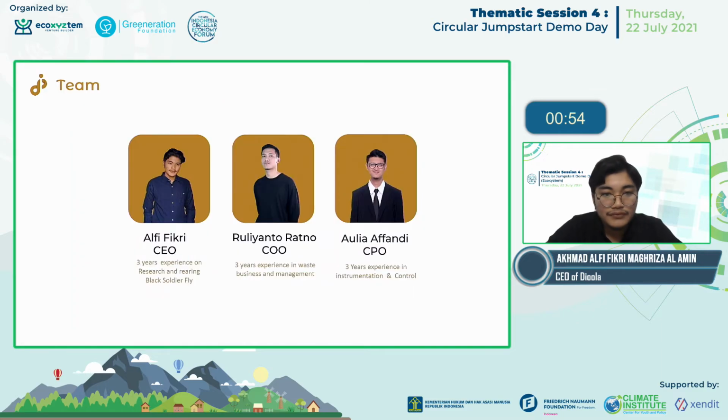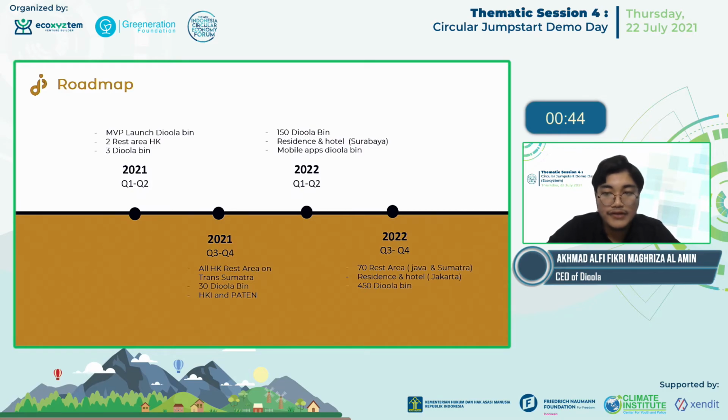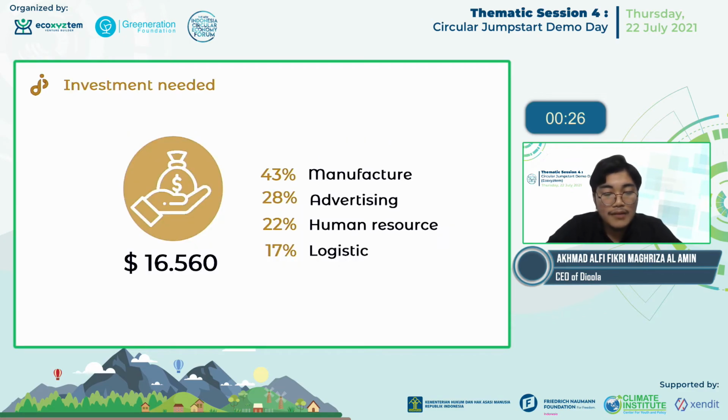Next. So here we have a strong team that has experience on it, to focus on core. Next. Here's our roadmap for this quarter. We will focus on implementing our development in all of the rest areas in Trans Sumatra. And then we will focus on expanding our product and also our production of the beans itself. So to reach our goal, next, we need $16,000 investments in order to reach that goal.